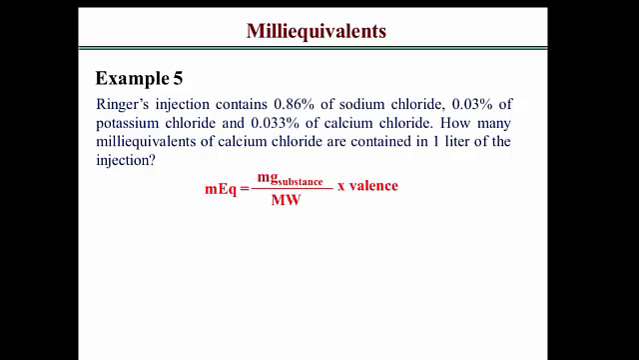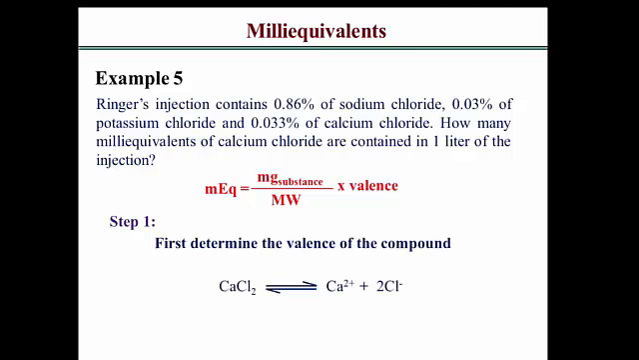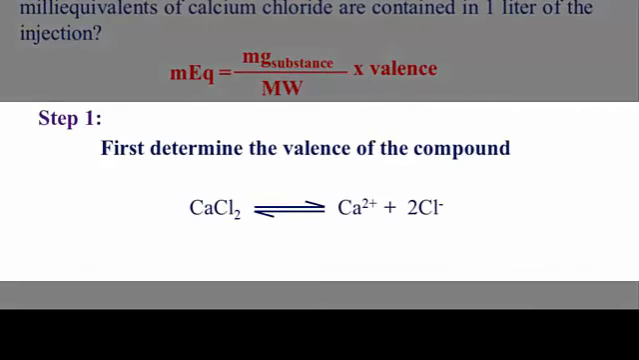Step 1. This is our equation that we're going to be using, and we need to determine the quantity in milligrams. It's not given to you directly like the previous example. So we first need to determine the valence of the compound. It says calcium chloride, which is CaCl2. You put that in an aqueous environment, it's going to dissociate into calcium 2 plus and 2 chloride anions. So you need 2 chloride anions to have an electrically neutral calcium chloride. The charges must balance out. And so what we do see is the valence for this compound is going to be 2.